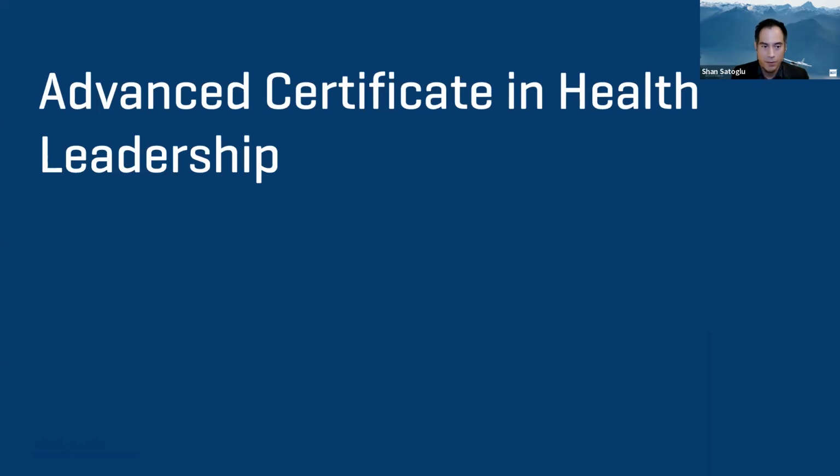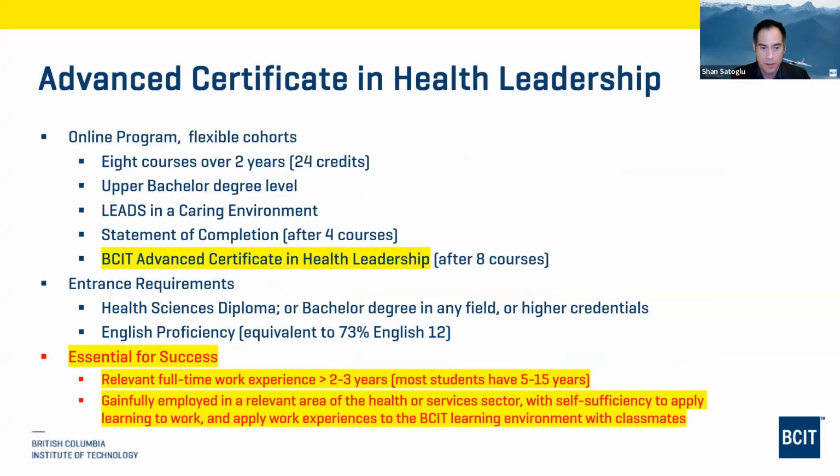So that is why we have the advanced certificate in health leadership at BCIT. The program is designed, as I mentioned before, for working health professionals. It's comprised of 8 courses that spread over 2 years, and the level of study is upper baccalaureate level, kind of inching our way into master's level of study. The program is anchored by the LEADS in a Caring Environment framework, which is a competency profile for health leaders in Canada. After completing 4 courses in the program, 4 out of 8, we celebrate by sending you a statement of completion, which acknowledges that you've made it to the halfway point. And then after completing 8 courses and the Capstone project, you're awarded the BCIT Advanced Certificate in Health Leadership.